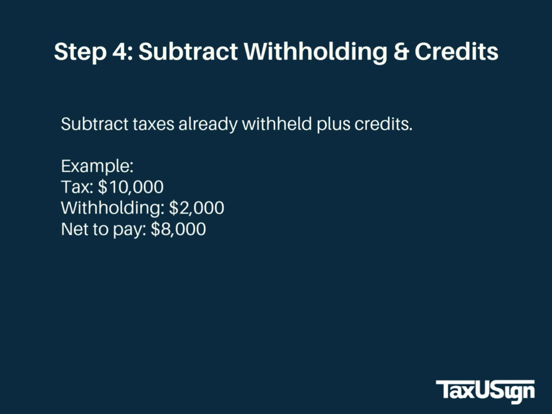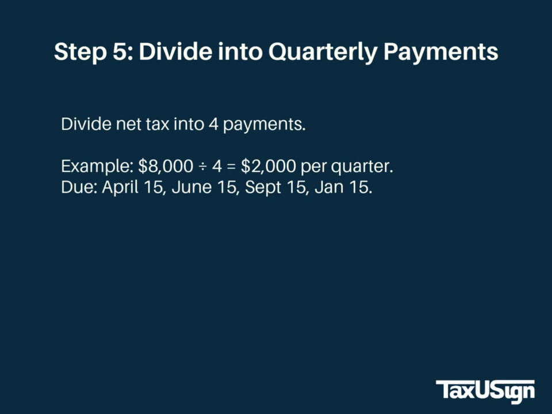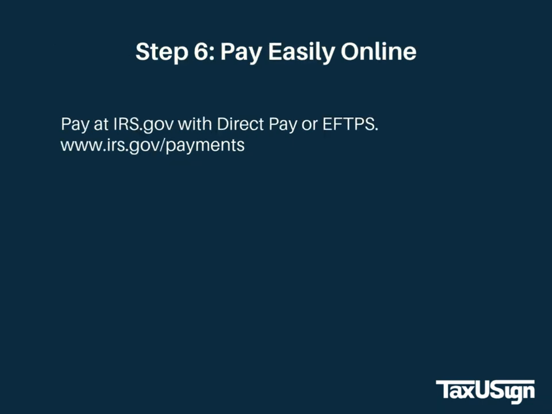Example: estimated tax, $10,000. Withholding, $2,000. Net estimated tax to pay, $8,000. Divide the total by 4 for equal quarterly payments. Example: $8,000 divided by 4 is $2,000 per quarter. Payment due dates: April 15th, June 15th, September 15th, and January 15th next year. Pay online at IRS.gov using Direct Pay or the EFTPS system, super easy and instant.